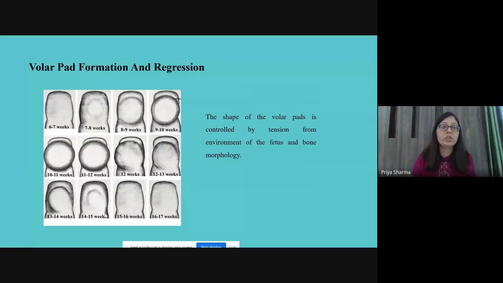Here, this picture is showing the volar pad formation and regression. Like 6 to 7 weeks, after that, they start forming. A bulge-like formation is there, and then the shape and the elevation of these volar pads are responsible for the pattern type in the fingerprints. After certain weeks, you can see they start regressing, and the pattern will be formed on the fingers.